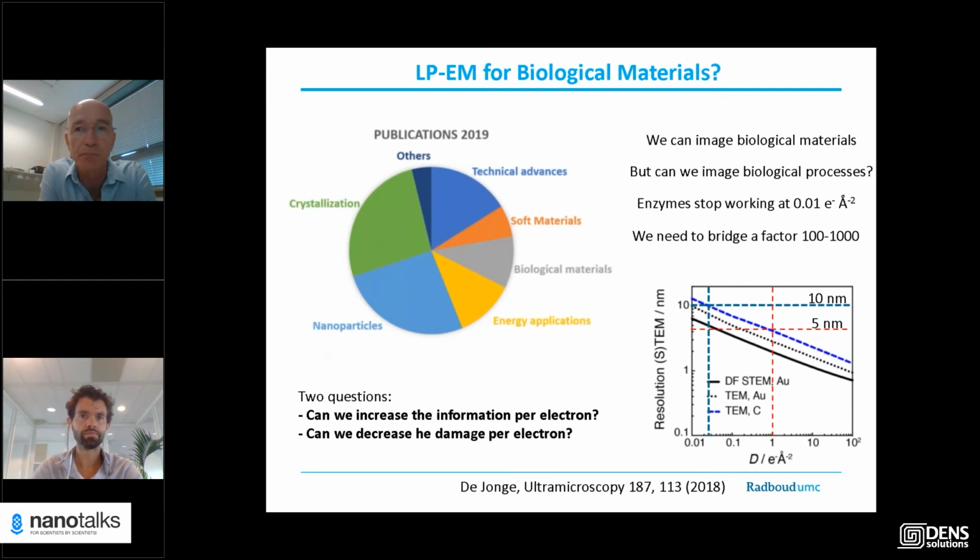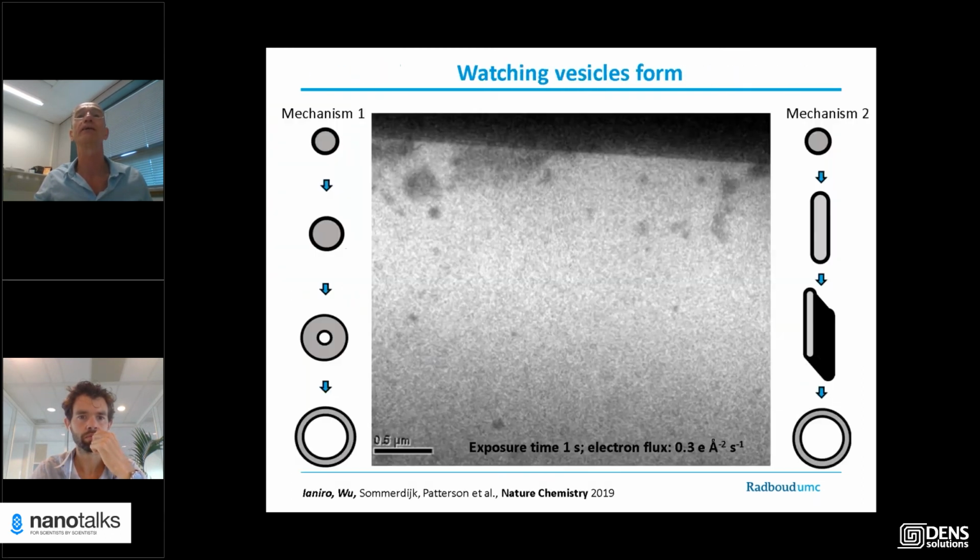My question was, for the vesicle study, how much electron dose did you put on these materials? We used 0.3 electrons per square angstrom per second, as you can see here. That's the dose rate. We had exposure times of 1 second, and we collected up to 1,000 images per series. Does that answer your question? Does that give you any insights?